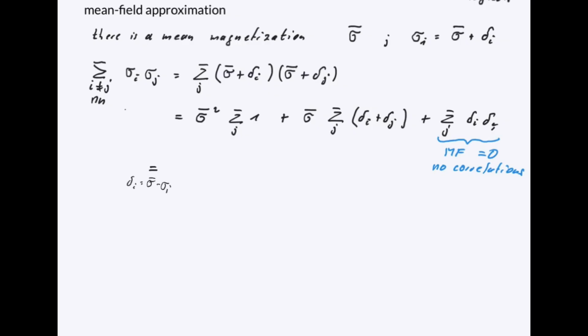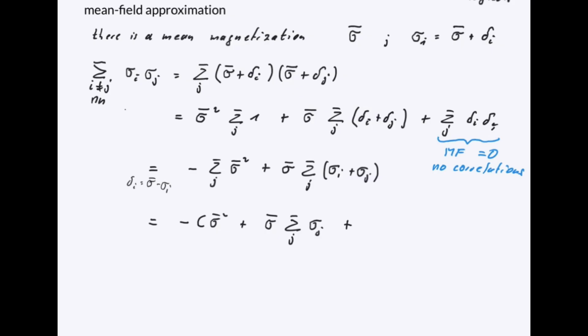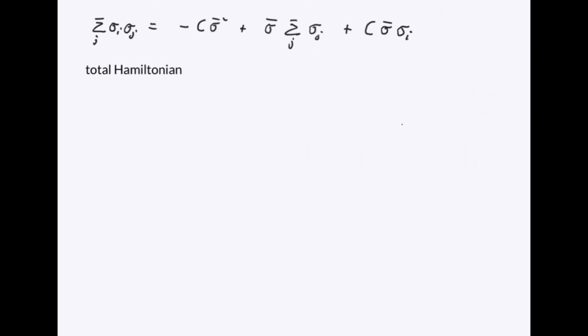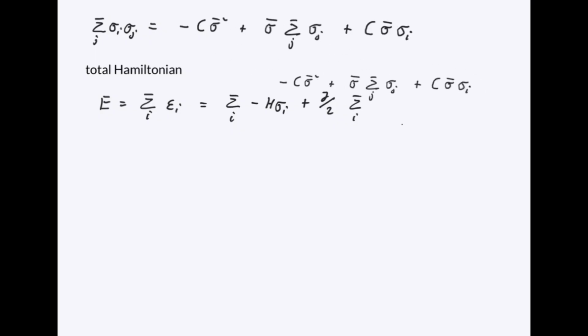Doing this approximation and filling in again the definition of the delta i's, we obtain the final expression that the sum over all j of sigma i sigma j is equal to minus c times sigma bar squared plus sigma bar times the sum over j of sigma j plus c times sigma bar times sigma i. With this, we now calculate the total Hamiltonian. The total Hamiltonian is given by E, which is the sum over all i of epsilon i, which is the sum over all i of the above expression plus the initial term h sigma i.